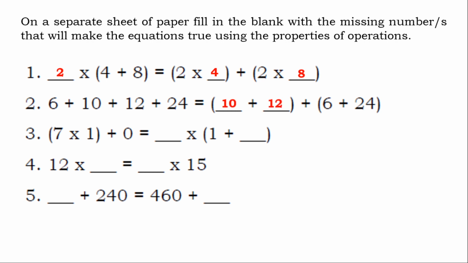Number 3, 7 times 1 plus 0 equals blank times 1 plus blank. So what is the missing number? The missing numbers are 7 and 0. Number 4, 12 times blank equals blank times 15. So what is the missing number? Correct. The missing numbers are 15 and 12. Number 5, blank plus 240 equals 460 plus blank. So what is the missing number? And you are correct. The missing numbers are 460 and 240.